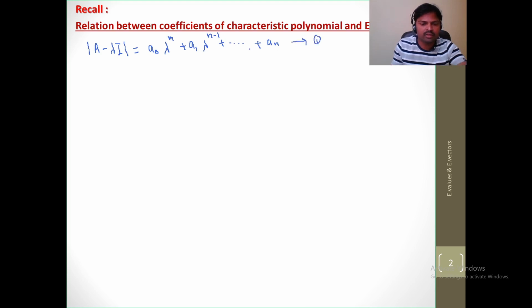So from here, if lambda is 0, because I want the determinant of A, then this implies the determinant of A, substituting lambda is 0 here, 0 into I is 0, is equal to, here also substituting lambda is 0, then the last term a n remains, the constant. Assume this is number 2.